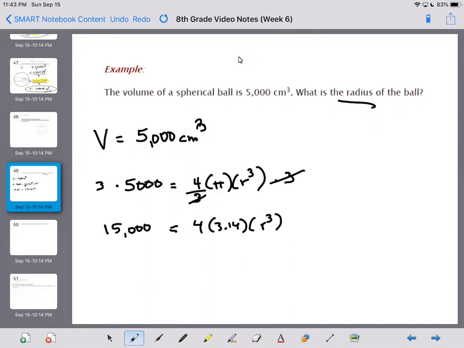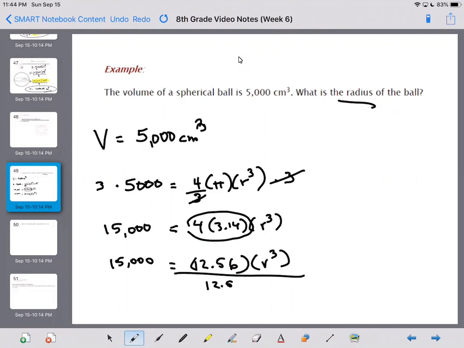And then what I'm going to do is take these two together. So I'm going to take 3.14 multiplied by 4. I'm just doing that on my phone calculator. It's 12.56 multiplied by r to the third. And then I'm going to divide both sides by 12.56. So I'm going to take 15,000 divided by 12.56, and I'm going to get about 1,194, and this is what shows up on my calculator.